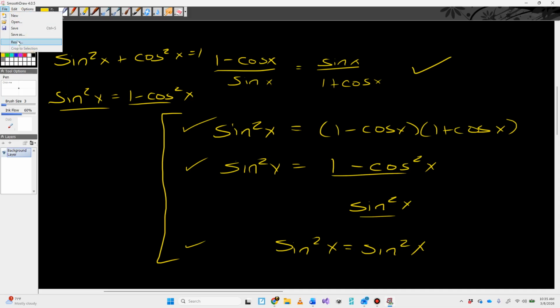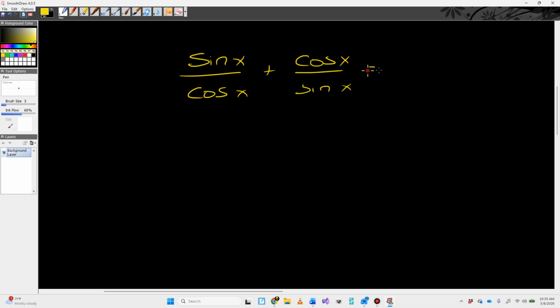Let's try another one just to see how we can do with another one. It's the same thing. Let's do this one, sine x over cosine x, plus cosine x over sine x, and that is equal to 1 over sine x cosine x.